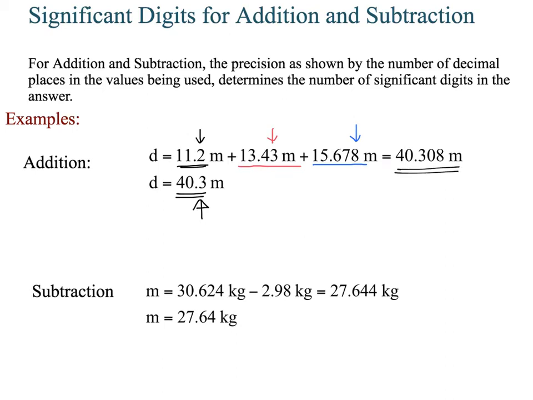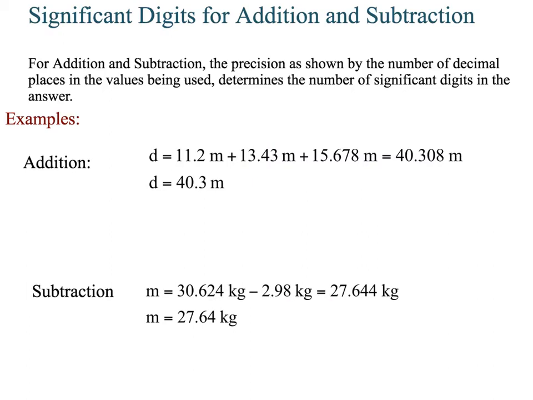So again, we get that unrounded value. We round it so it has the same amount of precision as the least precise value used in our calculation. For subtraction, we're going to use the same rules. We've got this value of 30.624. This value has been measured to the 1000th, and it's being subtracted by 2.98, and this has been measured to the 100th. So we get our unrounded value, and since the 100th place is less precise than the 1000th place, our answer is going to again be rounded so that it is expressed to the nearest 100th.